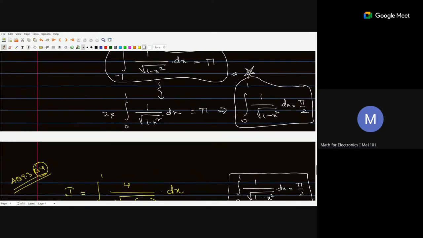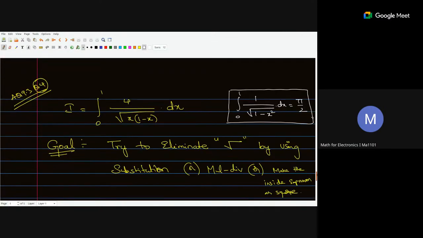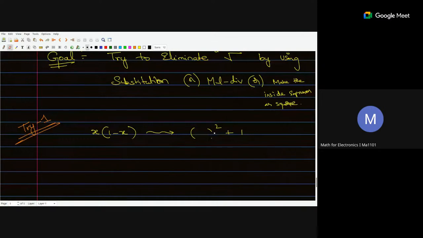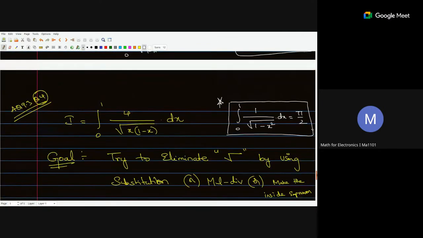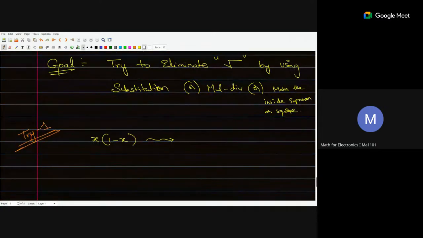So take this. Now we are taking this, we are not proving this again. We are taking that this integral is equal to pi by 2. Now what we will do is try to come up with 1 minus square root of 1 minus x square. If we can come up with that, that would be great, right? So what we can do is expand this x minus x square. Now we have minus x square here, which is minus of x square minus x.